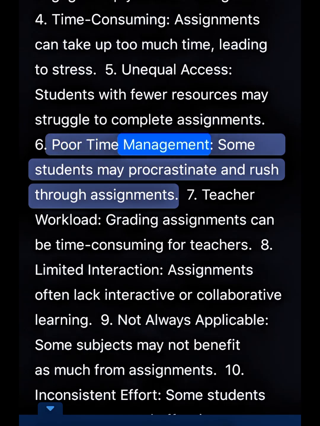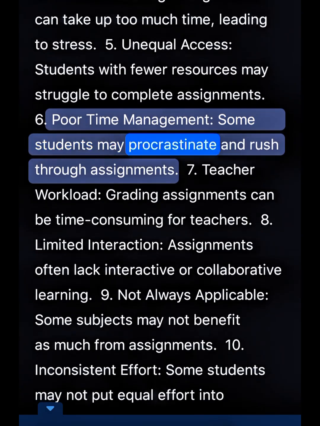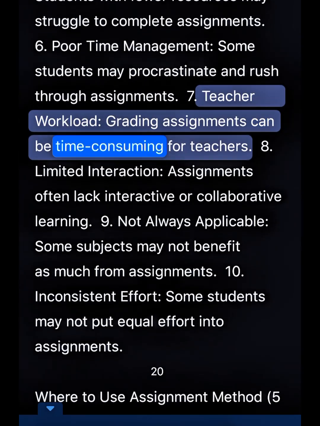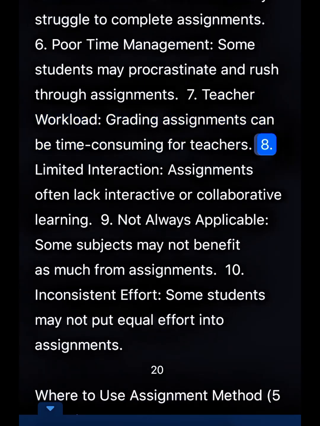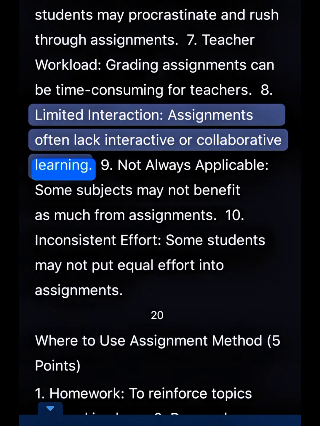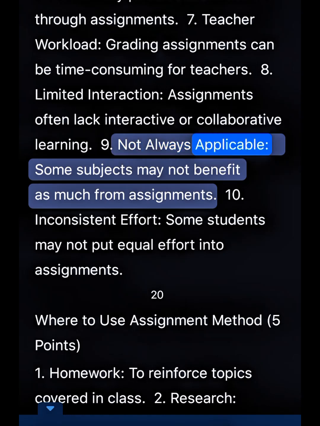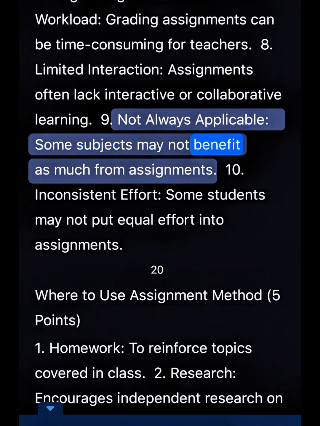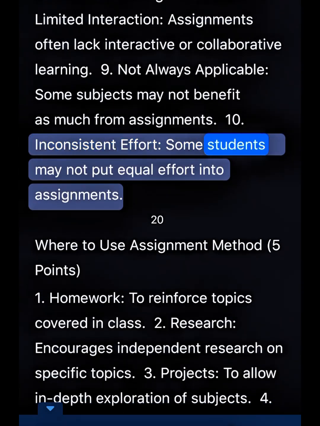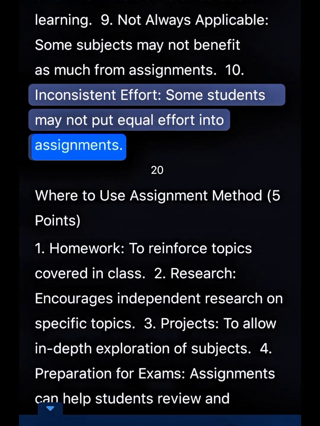6. Poor time management. Some students may procrastinate and rush through assignments. 7. Teacher workload. Grading assignments can be time-consuming for teachers. 8. Limited interaction. Assignments often lack interactive or collaborative learning. 9. Not always applicable. Some subjects may not benefit as much from assignments. 10. Inconsistent effort. Some students may not put equal effort into assignments.